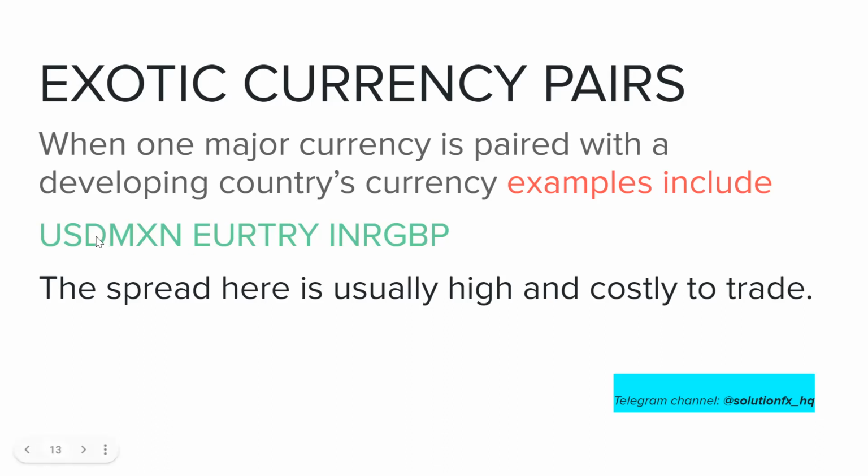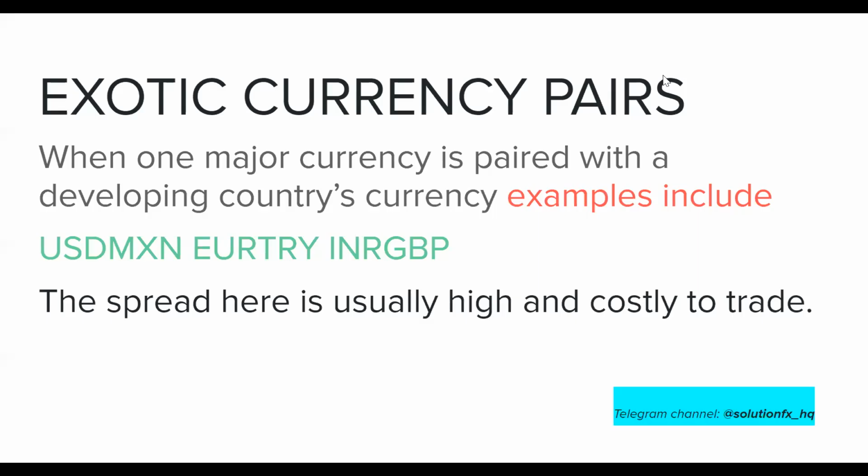Examples include USD/MXN, that's the Mexican peso. So we have EUR/TRY, and then we have INR/GBP. One thing about this type of pair is that they are usually high and costly to trade. The spread here is often high and costly to trade. So that's why many persons do not trade them. Oftentimes you see that the spread in these pairs is usually very high.